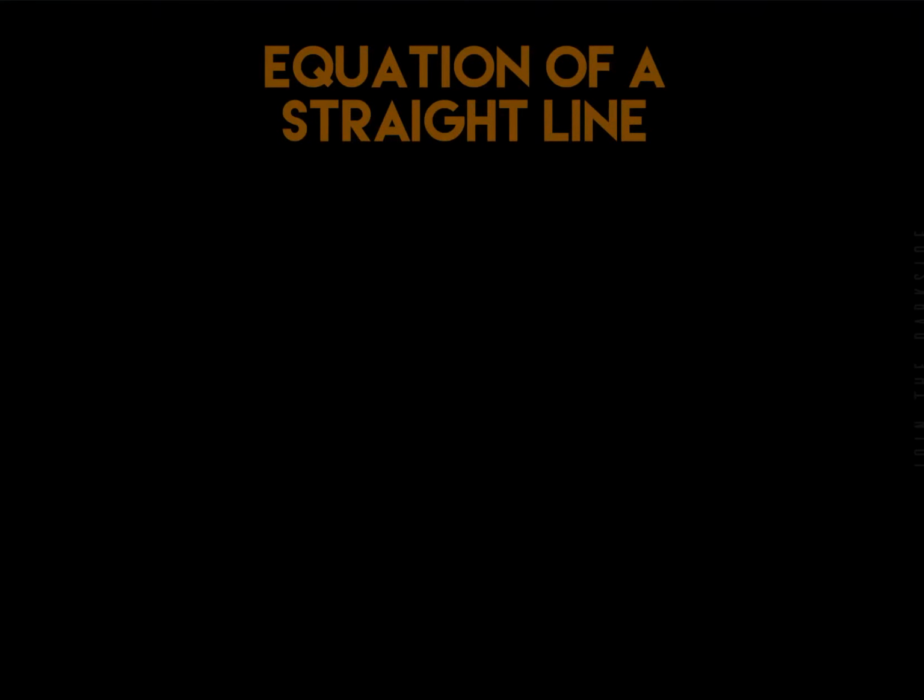Hello everyone. Today we're going to learn about the equation of a straight line. There are two types of equations of a straight line: the slope-intercept form and the point-slope form. In this video, you're going to learn about the slope-intercept form, the first one.